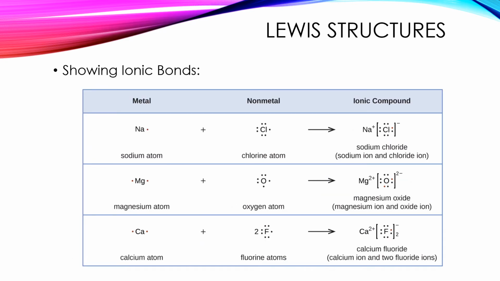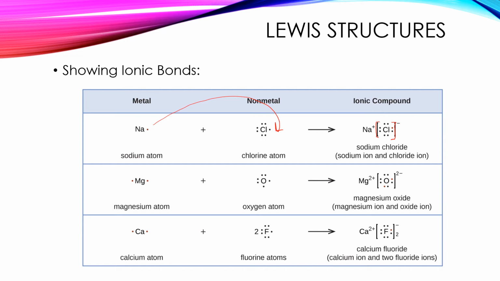If we want to show ionic bonds in a Lewis structure, it's a little bit different because we don't have physical sharing of electrons as in covalent bonds. Instead, we put a bracket around the anion to encompass all of the electrons around that anion, and then we put our charges. With sodium chloride, sodium has 1 valence electron, chlorine has 7. Sodium donates its 1 electron to chlorine, which leaves sodium with no valence electrons and a +1 charge. Chlorine has 8 now with a -1 charge.